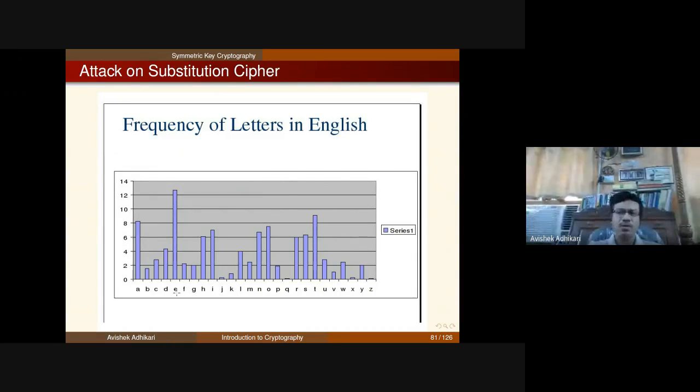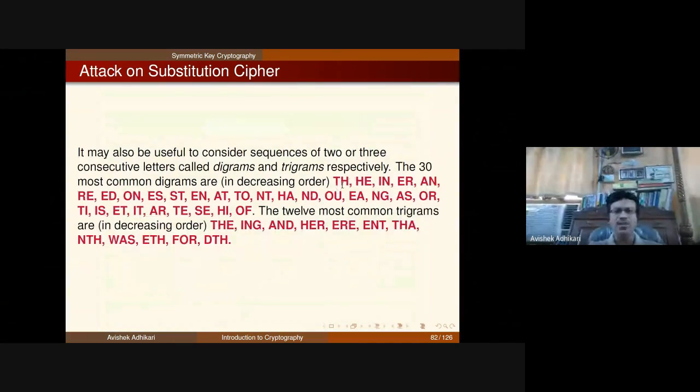Not only that, there are some pairs of alphabets. For example, TH is the mostly used pair together. Then HE, then IN, ER, in decreasing order. There are also triplets of alphabets occurring together; the most frequently used is THE, then ING, then AND, and so on. So English literature, or every language, has peculiar properties that that language possesses. Based on that, the attacks happen.